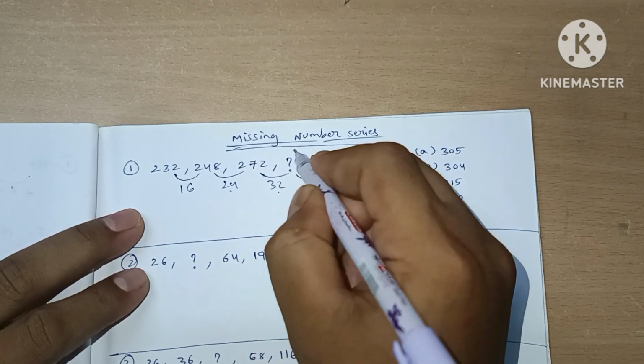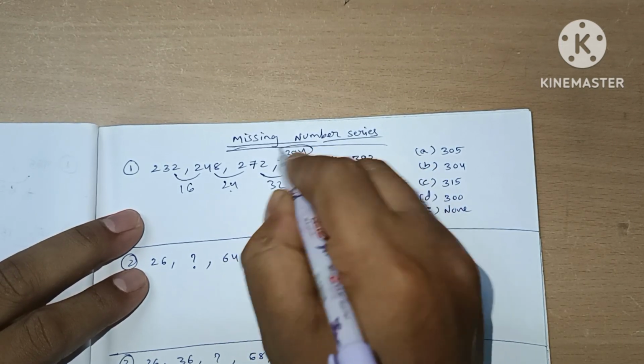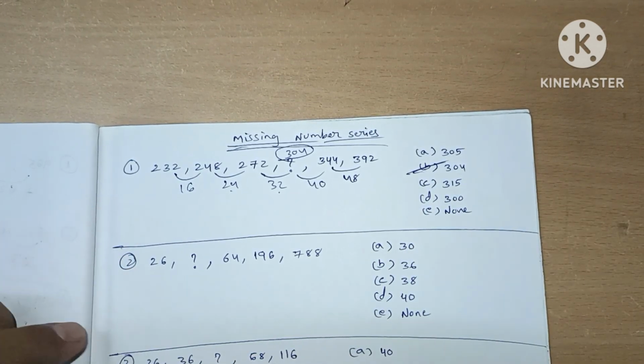272 plus 32 will be 304. So the answer will be 304. Option B. Second question.